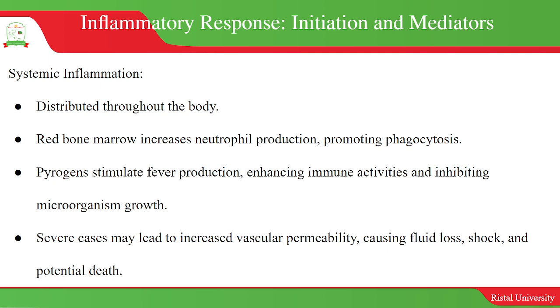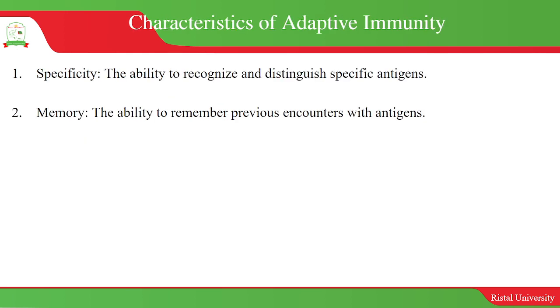And then systemic inflammation is when we have inflammation occurring throughout the body. This is when you will have increased neutrophil production and more phagocytosis taking place. And then we'll have the feeling of fever. That means pyrogens will be produced, and this will stimulate the production of fever. This eventually enhances immune activities and contributes to the inhibition of microbial growth. So all along we have been looking at innate immunity, which we said includes physical barriers, chemical mediators, and the inflammatory response.